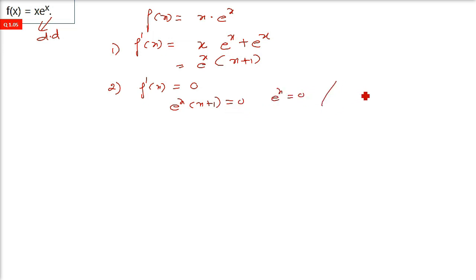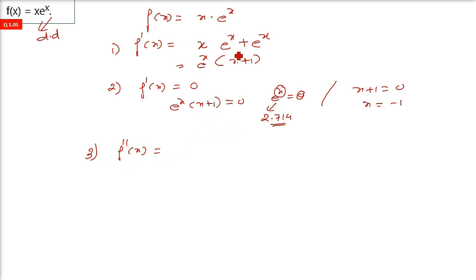So e raised x can be 0 or x plus 1 can be 0. When x plus 1 is 0, that means x is equal to -1, and e raised x cannot be equal to 0. Now you tell me, what is the value of e? E is a constant, 2.718 something. Any number in the real set, if you place it, is not going to give you 0 in any case. We are only left with x is equal to -1. This x equals -1 is the critical point, where you are going to get local minima or maxima. So the third step is double differentiation.